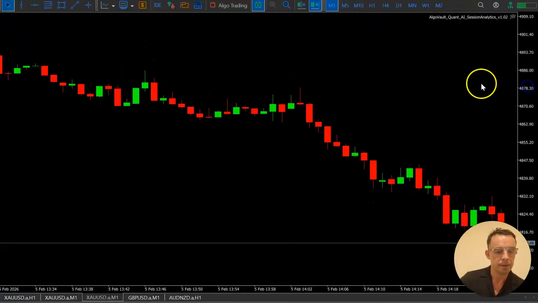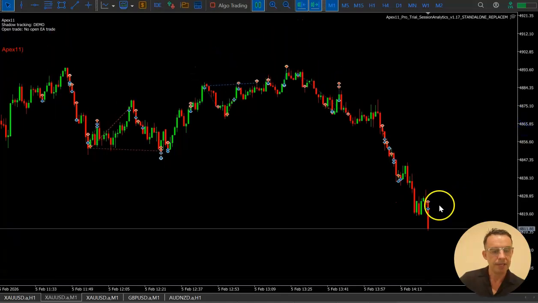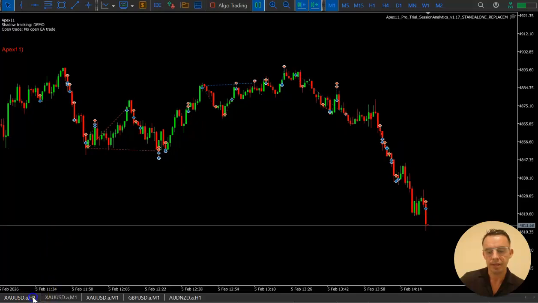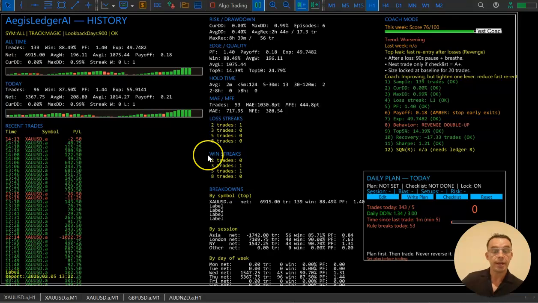It's been pretty busy. As gold's been dropping down here, multiple trades and nice profits. So that is the Apex11 system.